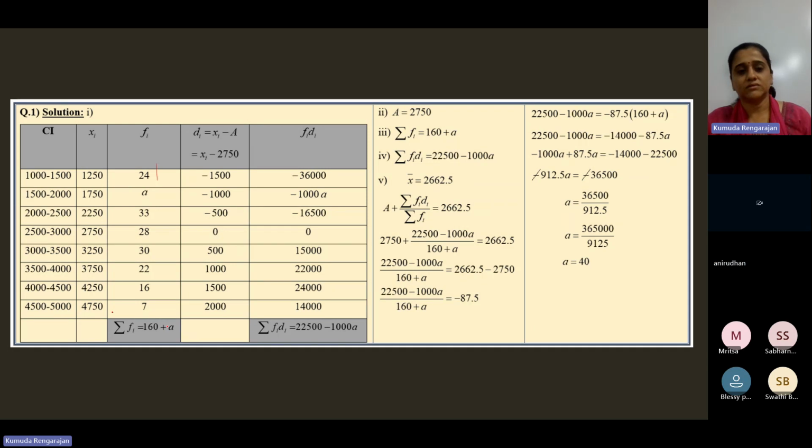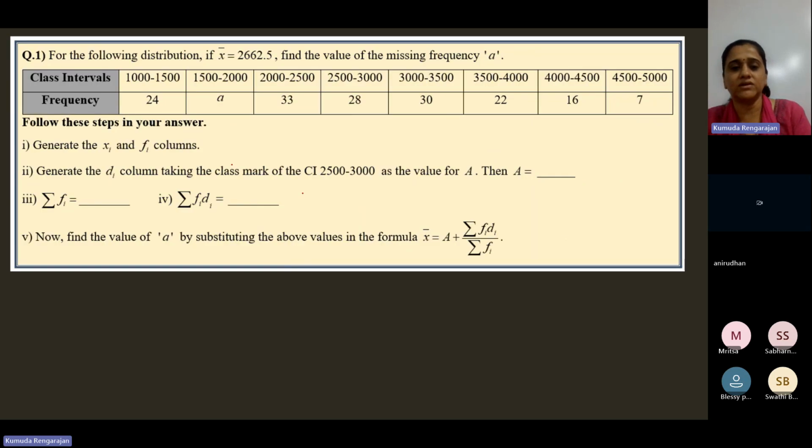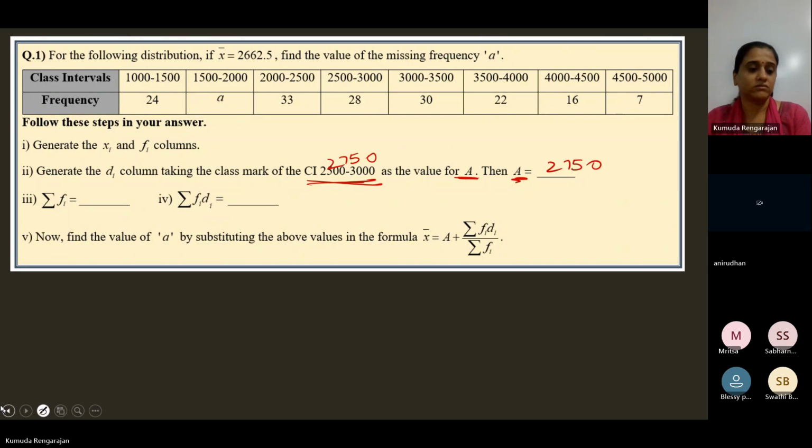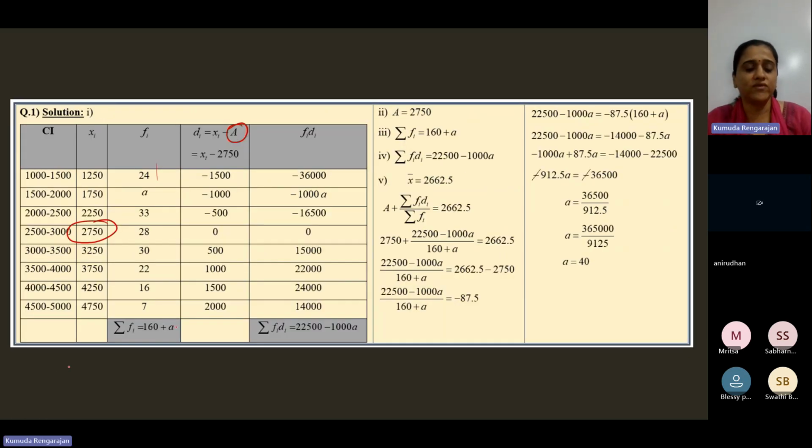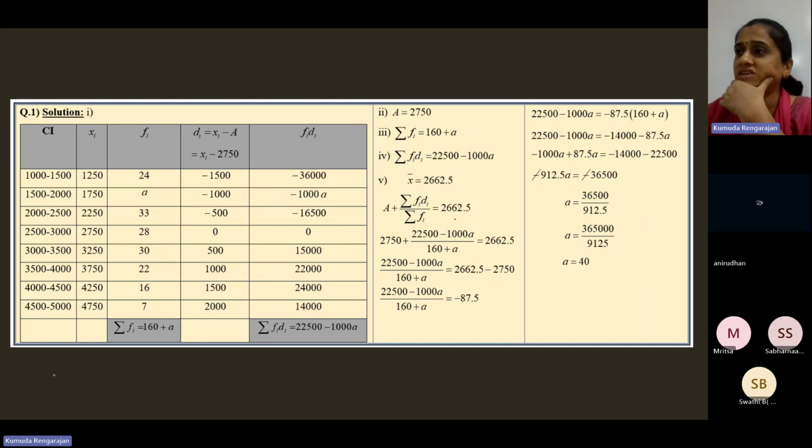So frequencies as given in the question. Di is xi minus A and A is 2750, which is given here. Take the class mark of this one. The class mark is 2750. That should be taken as A. Then sigma Fi is 160 plus A. Sigma Fi Di is this one, 22,500 minus 1000 A. Then you must substitute in the formula and work. A plus sigma Fi Di by sigma Fi is equal to 2662.5, which is given, right? Upon working, I'm getting A as 40.